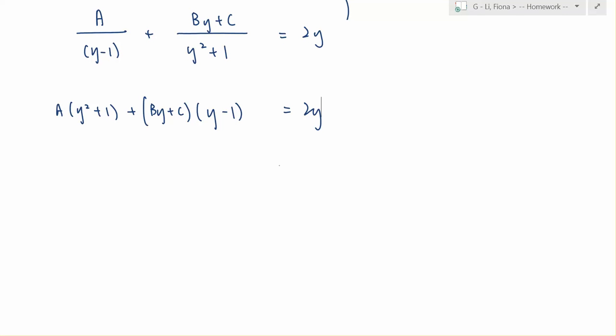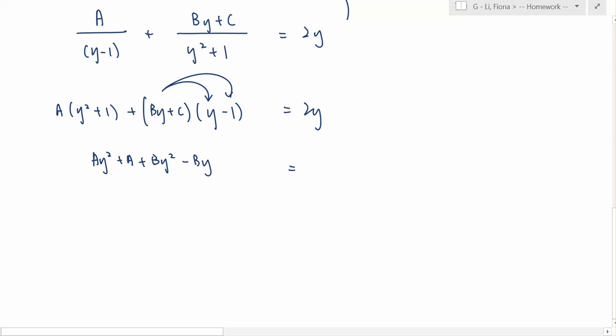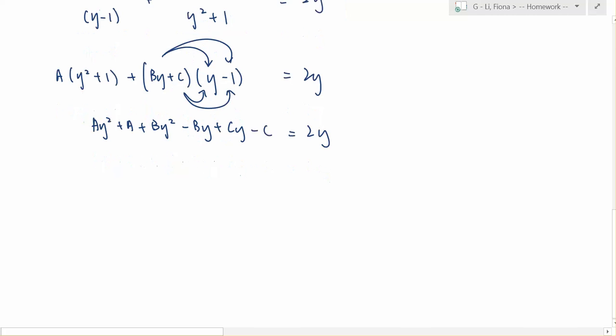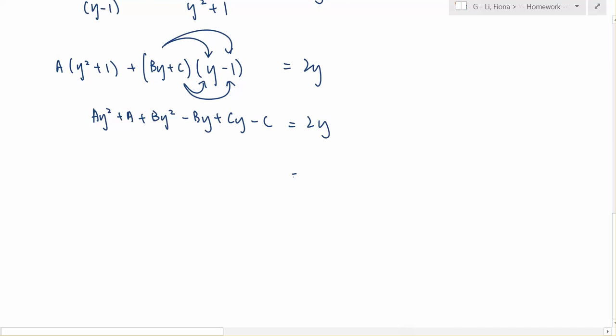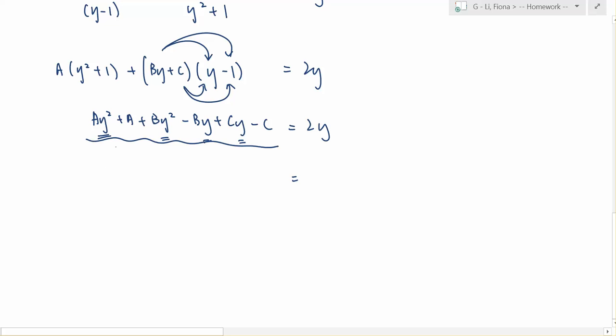Okay, so let's expand this a little bit, and we will get Ay squared plus A plus By squared, we will just expand this, minus By plus Cy minus C equals 2y. And these are all by expansion. And so let's group this entire thing with all these y's, and we will group them in terms of their coefficient.